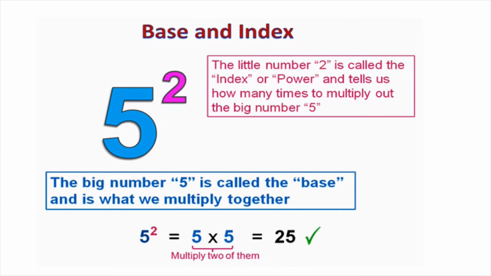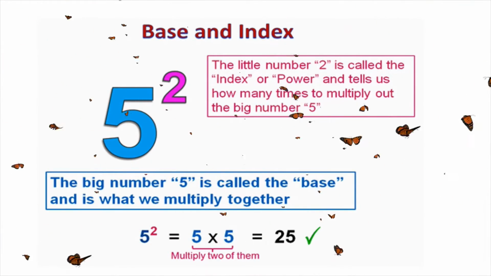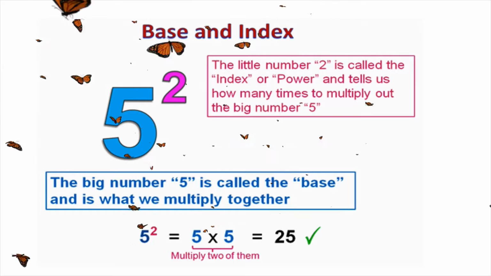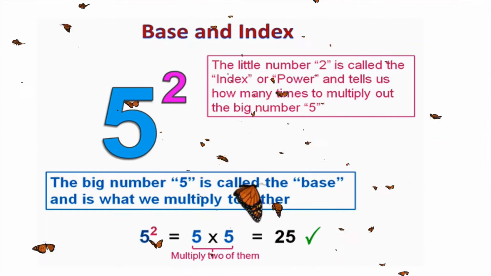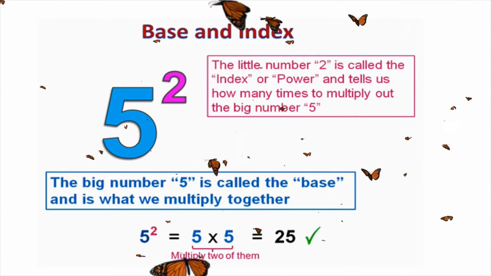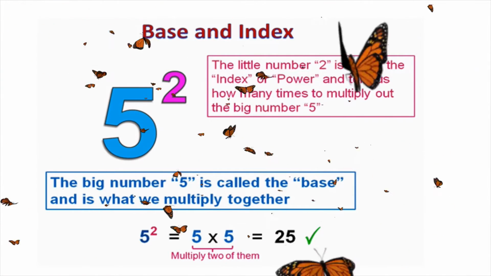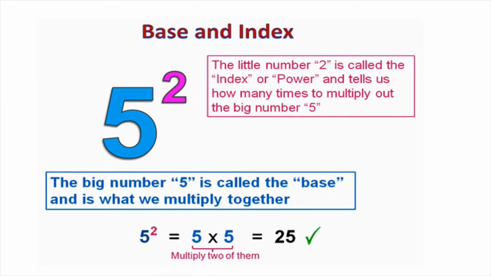Now, to get a better understanding of the definition, the little number 2 is called the index or the power, and it tells us how many times to multiply out the big number 5. The big number 5 is called the base, and what we multiply together. If we look, we have 5 to the 2nd power, or 5 squared, which equals 5 times 5. This in standard form will be 25. So all we do is simply multiply 5 two times, 5 times 5.